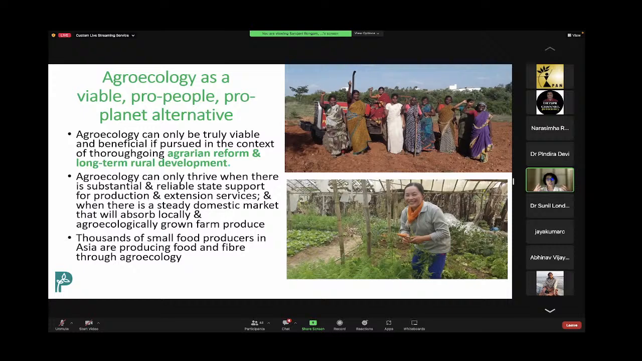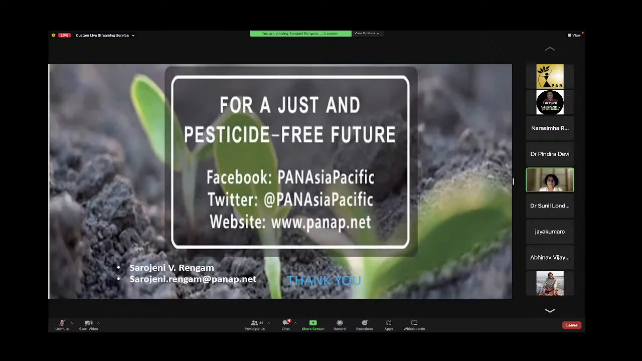It's a viable, pro-people, pro-planet alternative, and all these women doing agroecology from India to Laos, thousands of farmers, are practicing agroecology. They are happier because they don't have this high cost of inputs, and they're also able to feed their families and get good income because of agroecology. But for it to thrive, it needs reliable state support for production and extension services, and a domestic market that will absorb locally, agroecologically grown farm produce. And as I said, thousands of small food producers in Asia are producing food and fiber through agroecology. So thank you very much.